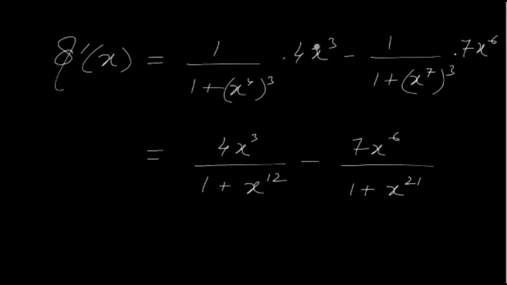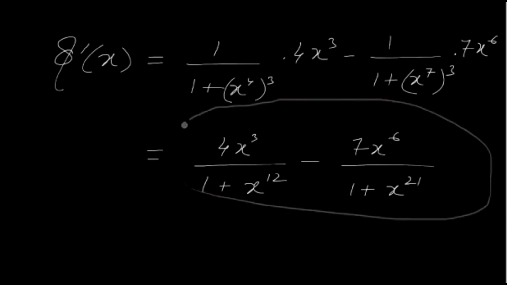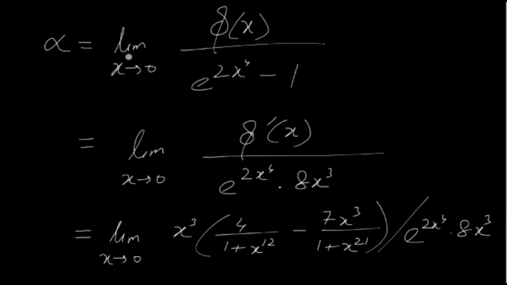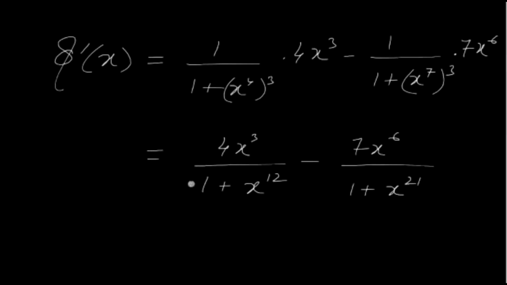Now after a bit of simplification, this is 4x cube by 1 plus x to the 12 minus 7x to the 6 divided by 1 plus x to the 21. So this is phi prime of x, the derivative of phi. Now alpha is the limit. Using L'Hospital's theorem, phi prime of x divided by the derivative of e to the power 2 x to the 4 minus 1, which is e to the 2x to the 4 times 8x cube.